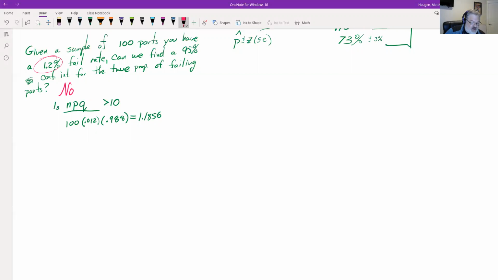So if we did want to find a 95% confidence interval for the true proportion, what would we need to change? The population size? Well, population size, you're close though, right idea. The sample size. The sample size has to be larger. So let's say instead you grabbed 1,000. Is that big enough? Yes, because then it would be 11. Right. Then it would be 11.